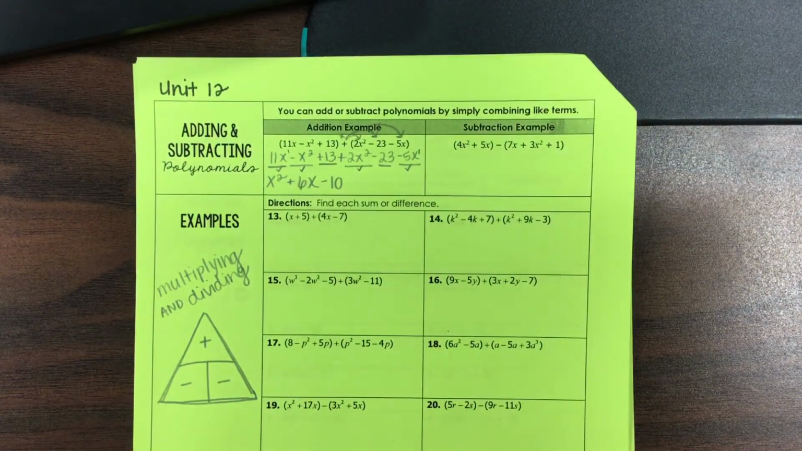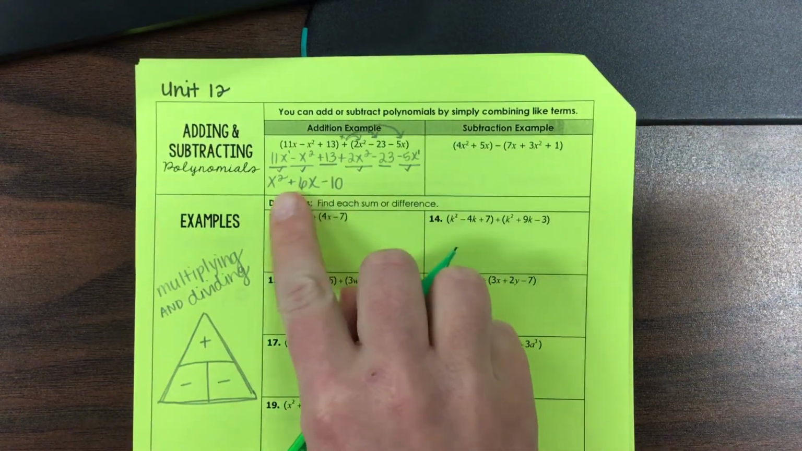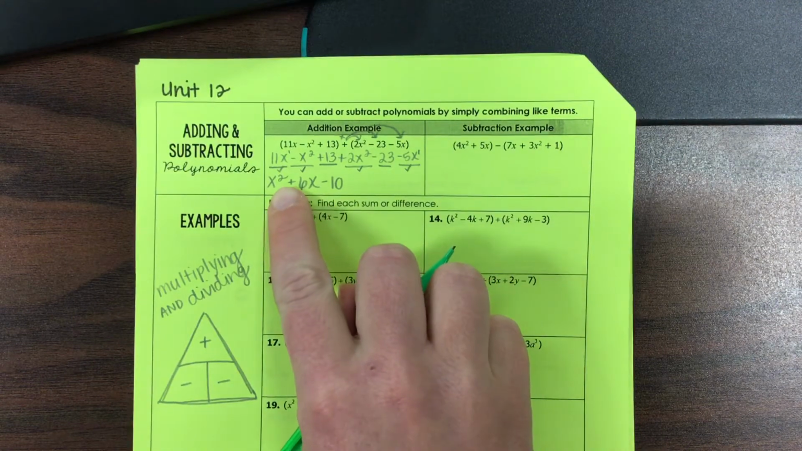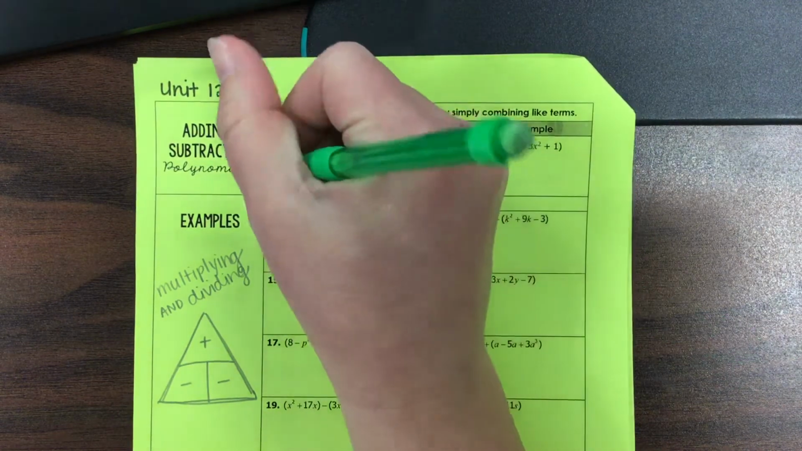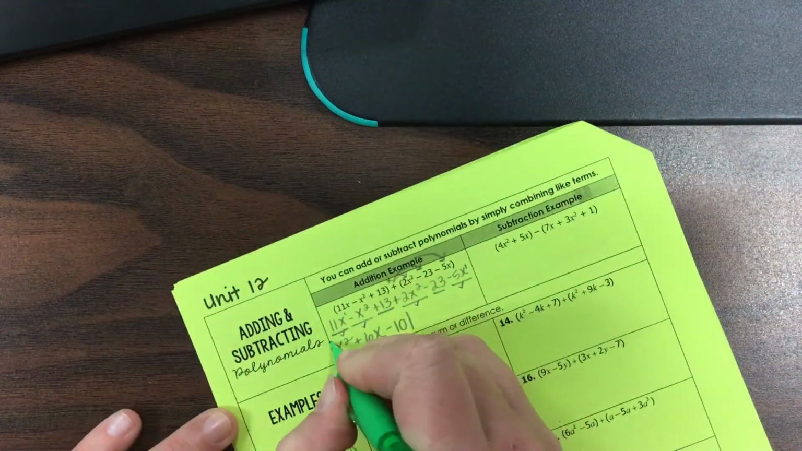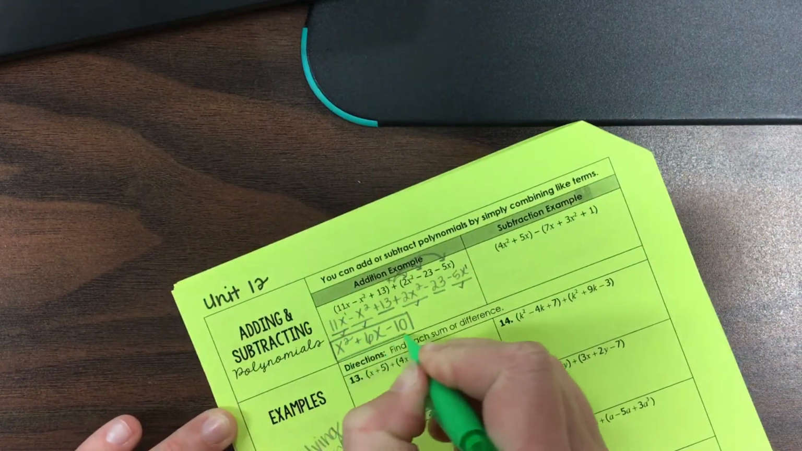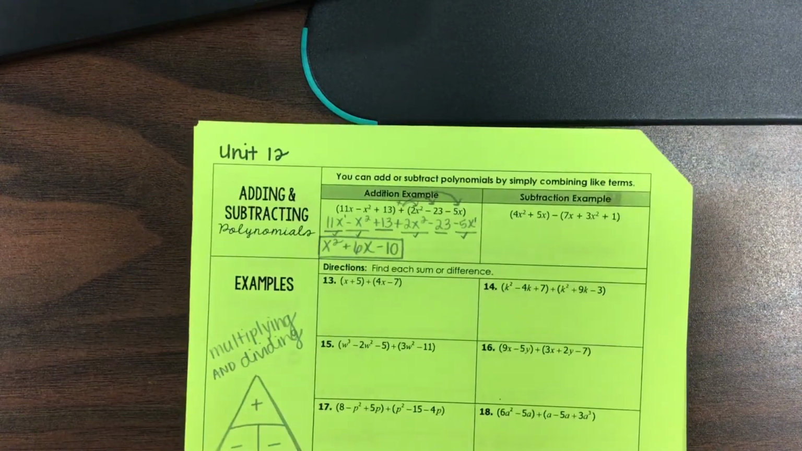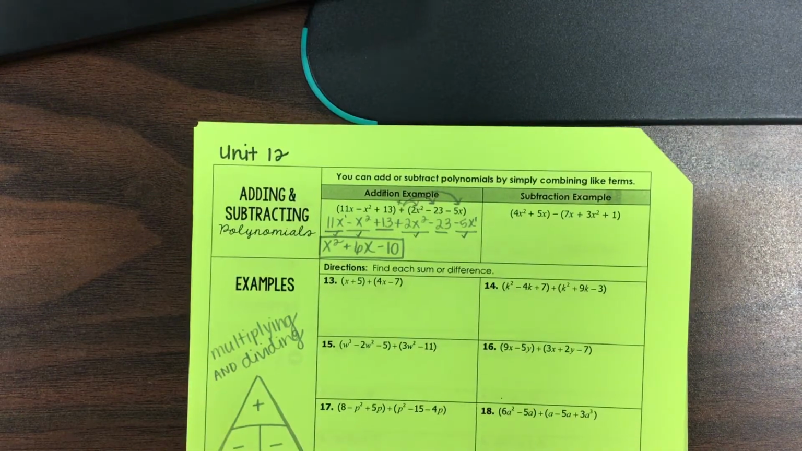Okay, so now I check out my answer. It's all in ABC order because I only have x's, and then it goes from my highest exponent down. So this is my final answer here. There we go. So I get x squared plus 6x minus 10.